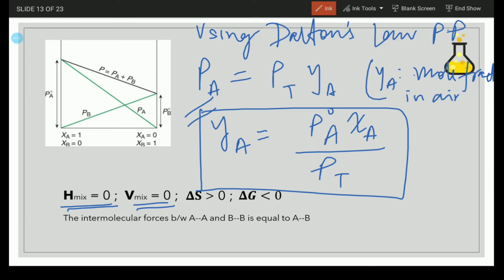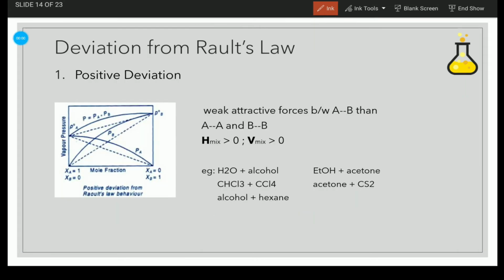The intermolecular forces between A and B are equal to the intermolecular forces between the molecules of A and of B. As with all things in nature, even gases are not ideal, and hence they deviate from Raoult's law. There are two types of deviations in Raoult's law. The first is the positive deviation.